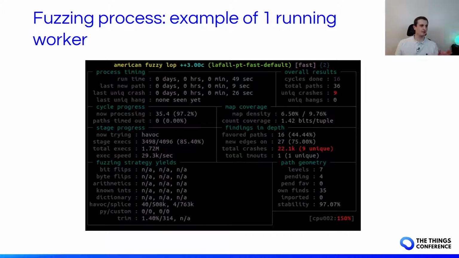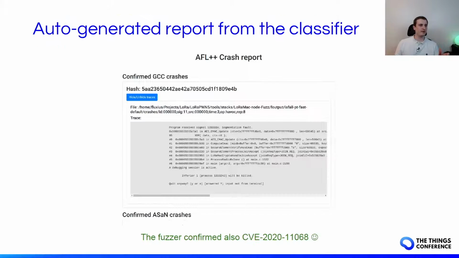Here is an example of a running fuzzer giving us crashes, and then when we use the classifier, we get a crash report which looks like that, which also tells us about the backtrace of the crash, so we can get some idea of whether the crash is exploitable or not.